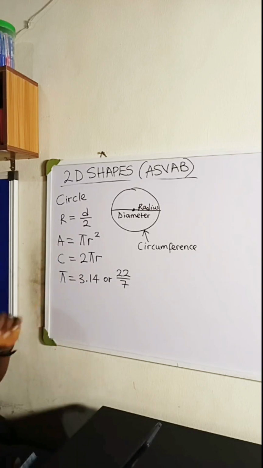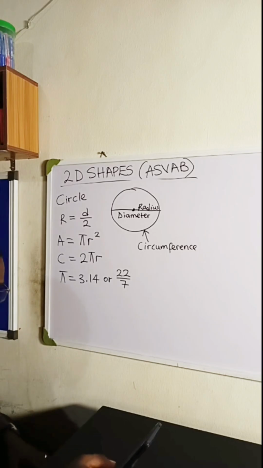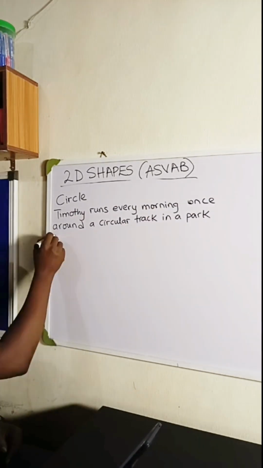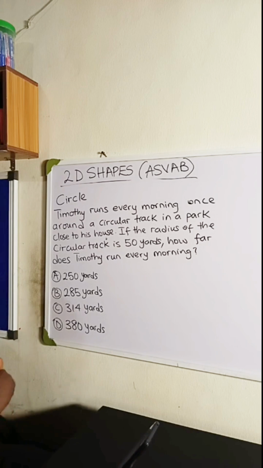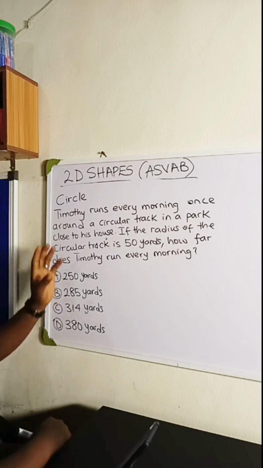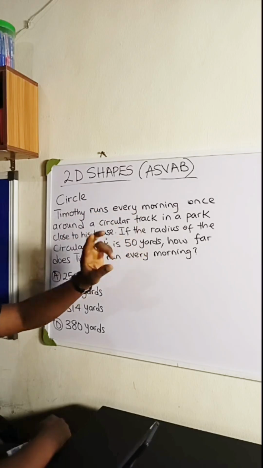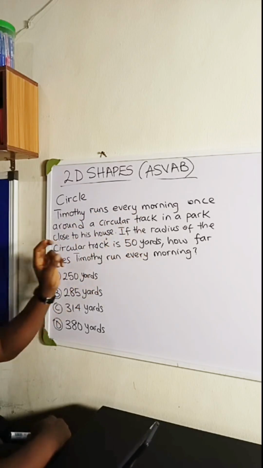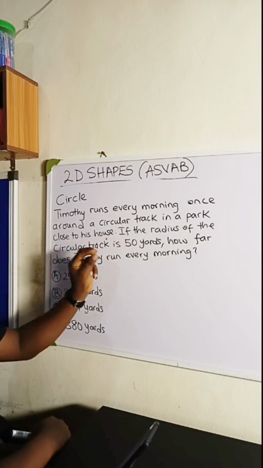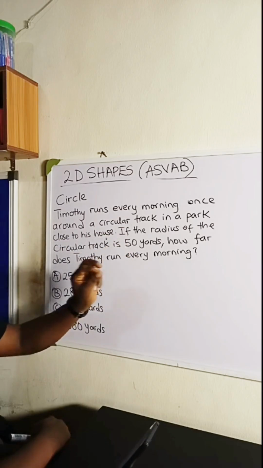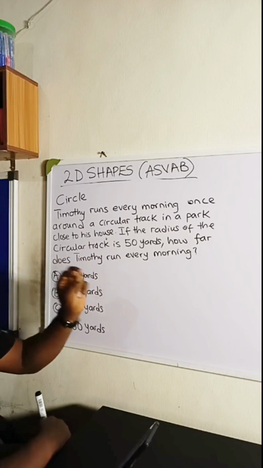Okay. So now let's solve one question and we will be done with today's class. One question from the ASVAB practice test. So this question is an ASVAB practice question. Let's look at it together. We are told that Timothy runs every morning once around a circular track in a park close to his house. If the radius of the circular track is 50 yards, how far does Timothy run every morning?